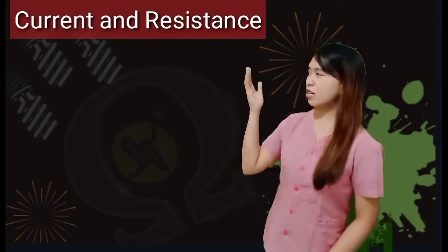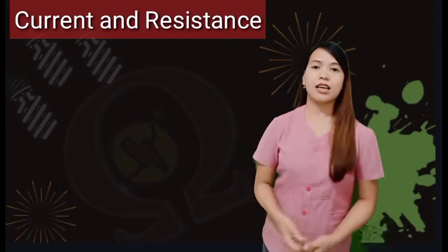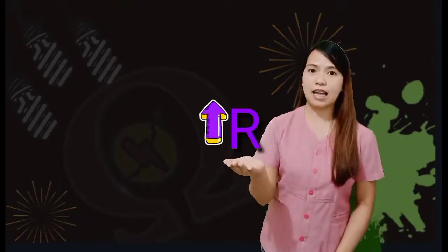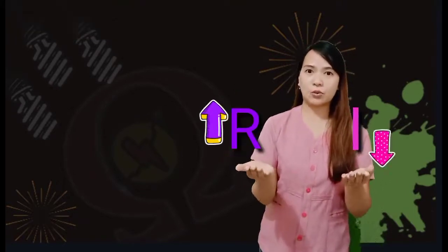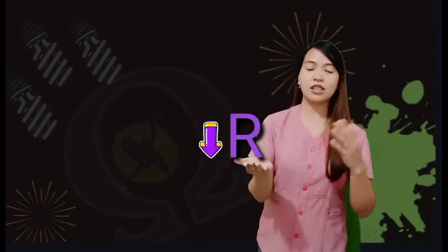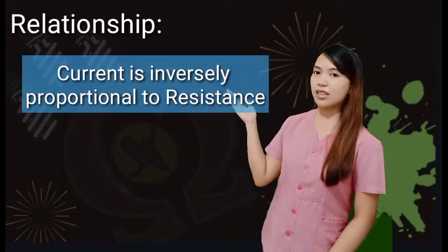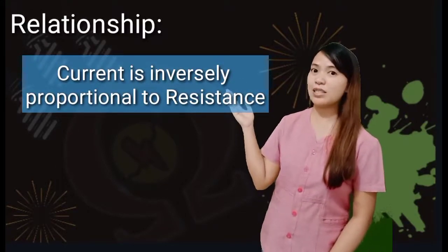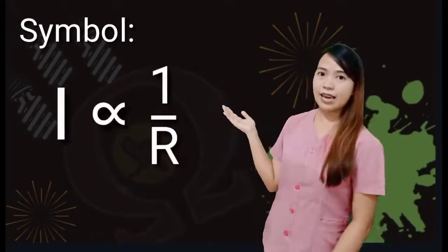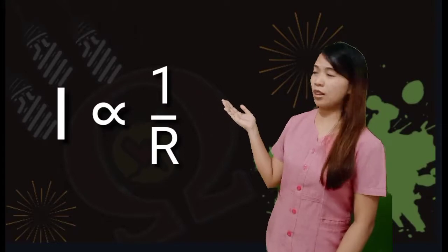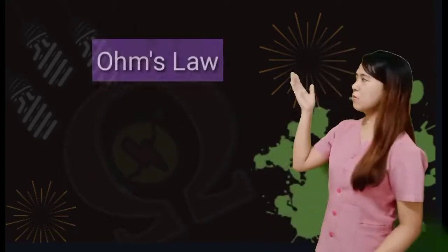How about current and resistance? If you increase the resistance, the current will decrease. But if you decrease the resistance, the current will increase. So the relationship: current is inversely proportional to resistance, or in symbol, I is inversely proportional to R. This relationship is expressed in Ohm's law.